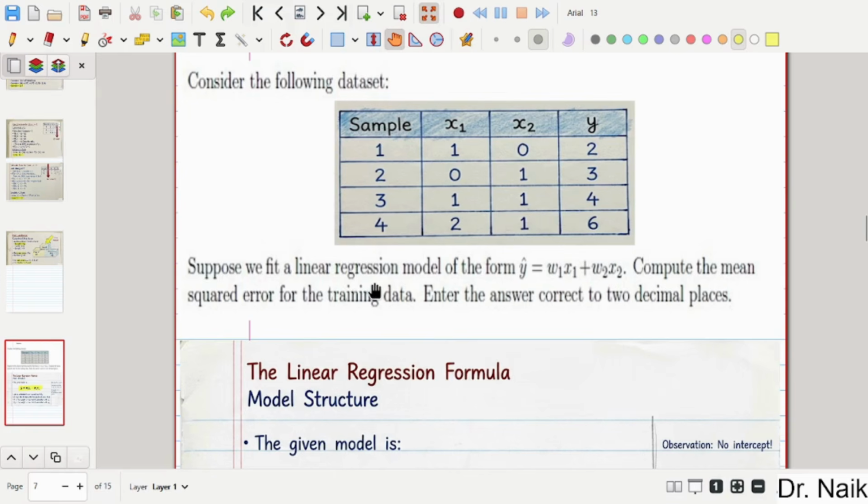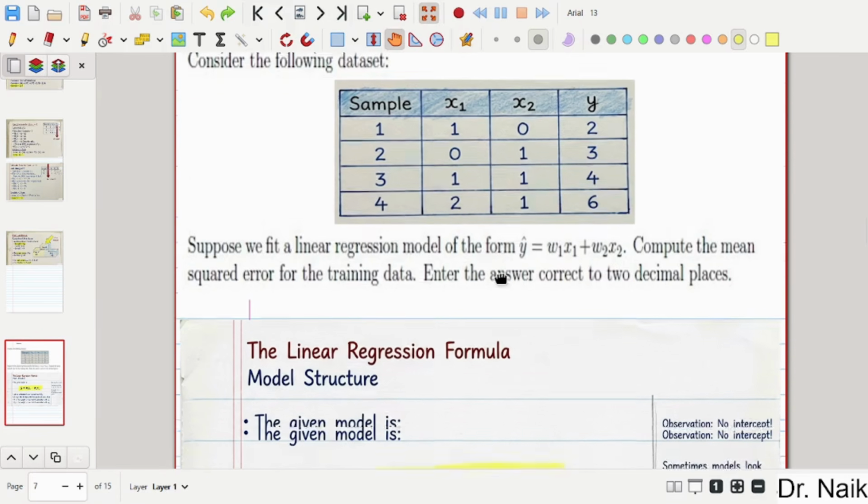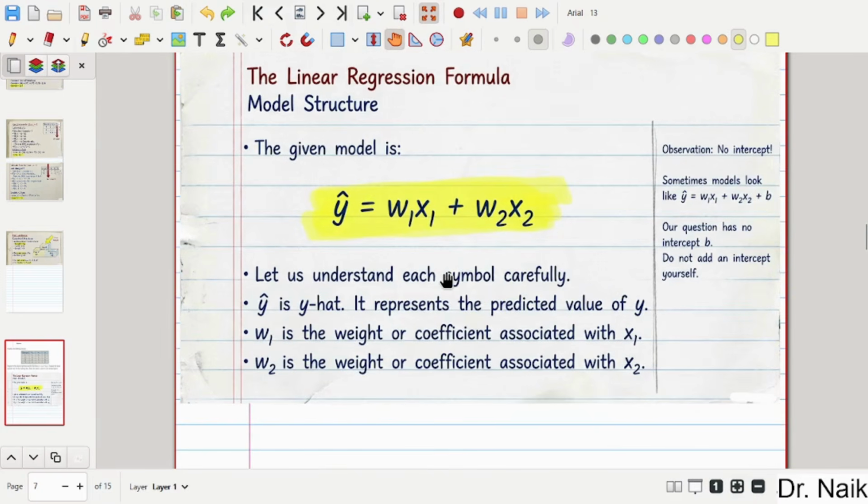Suppose we fit a linear regression model of the form y hat is equal to w1x1 plus w2x2. Compute the mean square error for the training data. Enter the answer correct to 2 decimal places. The linear regression formula given to us is y hat equals w1x1 plus w2x2, where y hat is the predicted value of y, w1 is the weight or coefficient associated with x1, and w2 is the weight or coefficient associated with x2.